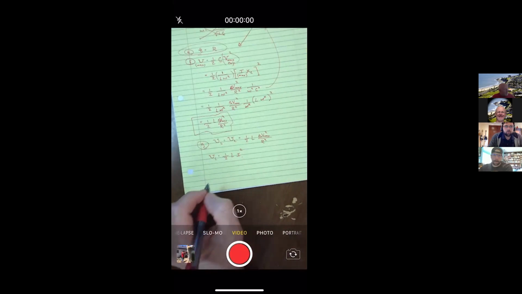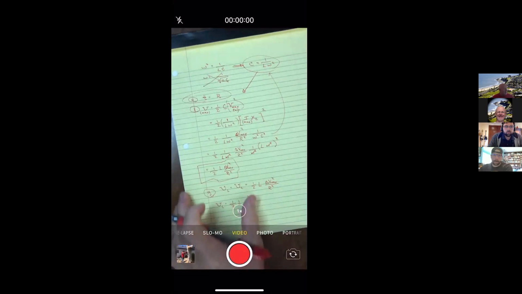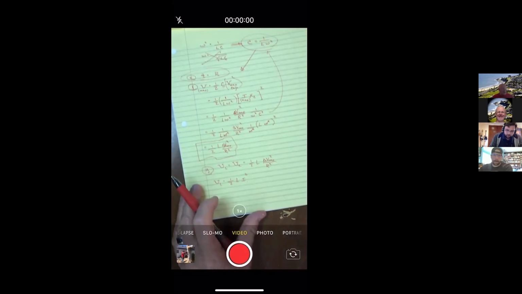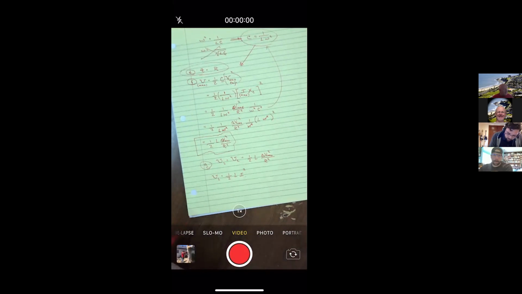Quick question. For the last bit of F, where'd the second omega squared go in the numerator? Oh wait, no, I figured it out. I got it. Good. Okay.